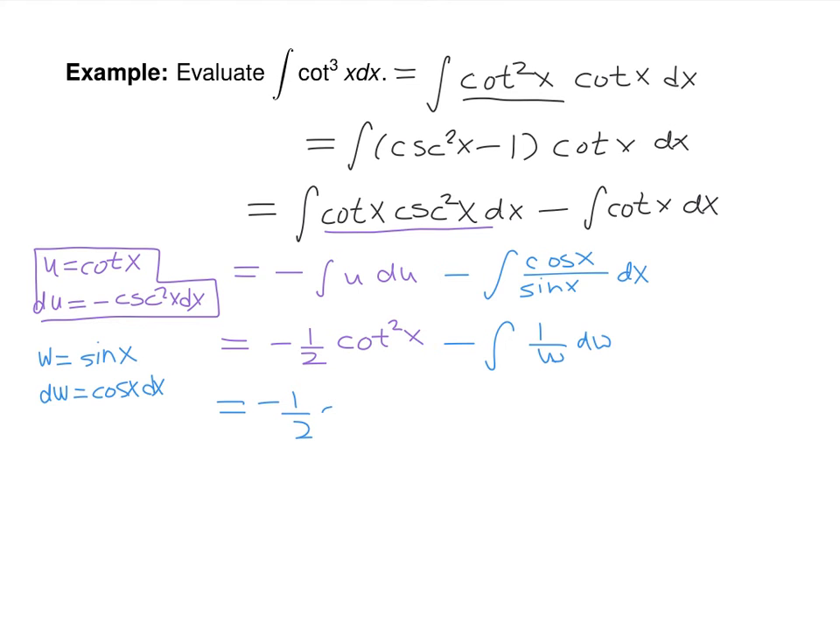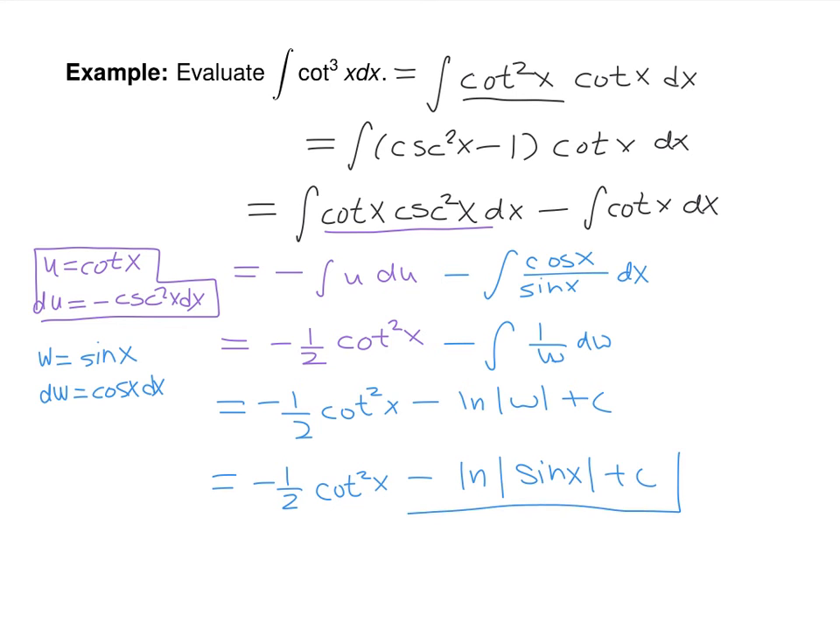And, well, you can do that. Negative 1/2 cotangent squared x minus ln absolute value of w, plus c. And our w is sine. So negative 1/2 cotangent squared x minus ln absolute value of sine x, plus c. Now there might be other methods to integrate this function. This is the one that I came up with, and I thought it was the easiest. If you think you've fallen short of a solution, you're welcome to let me know, and I'm willing to take a look at it.